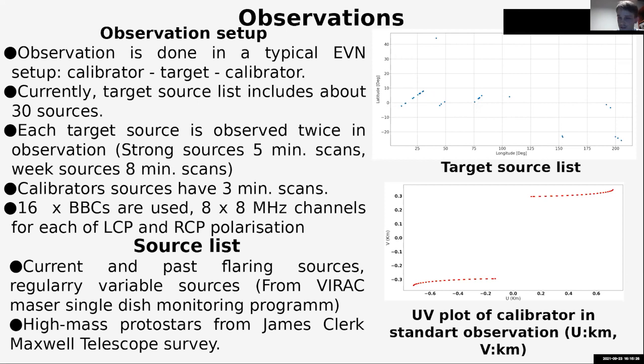What you can see in the top image, in galactic coordinates, is all the target sources that we currently have. In the bottom image, in every observation we have a group of target sources and we use the same calibrators for our target sources. Typically we have many hours of observations, and what you see here is a 5-hour observation. You see the UV plot for a calibrator. This is for illustrative purposes.